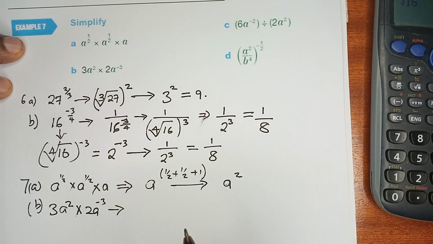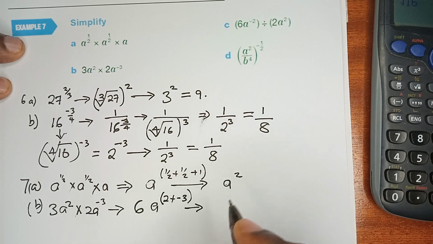This one, we just have to take a bit of care because of the constants themselves. We have a coefficient of a, which is 3 here, and a coefficient of a raised to power negative 3, which is 2. The numbers in front of them must be multiplied together to give us 6. Then the a's, which are similar and common, are the bases. Then we have a raised to power what? 2 plus negative 3, because we are multiplying these two terms.